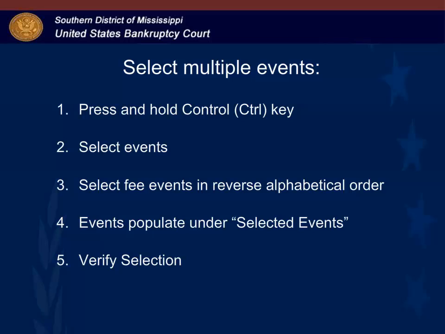When a fee is associated with multiple events, as in this example, the motion for relief from stay and the motion for abandonment, you should always start your event selection in reverse alphabetical order from bottom to top. This is so you will not be charged a fee for each motion. After you have made all your selections, verify the events in the Selected Events column to ensure that all required events have been selected.